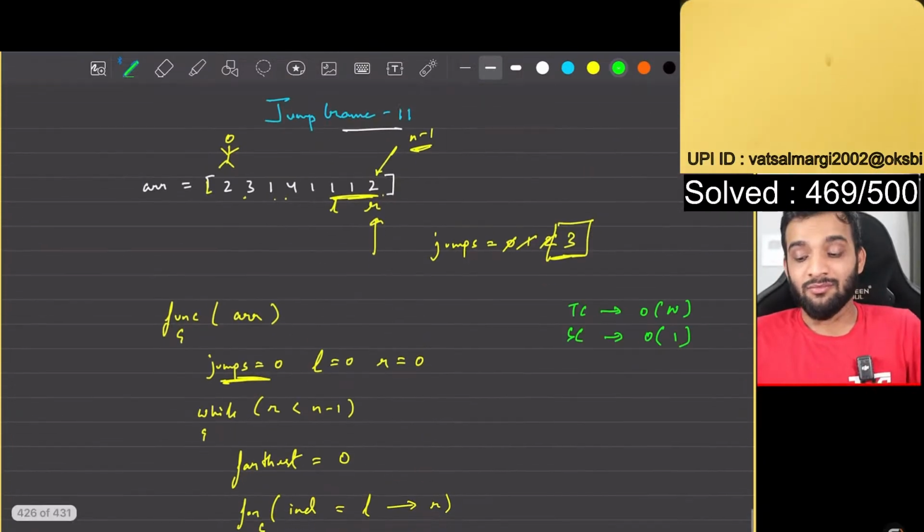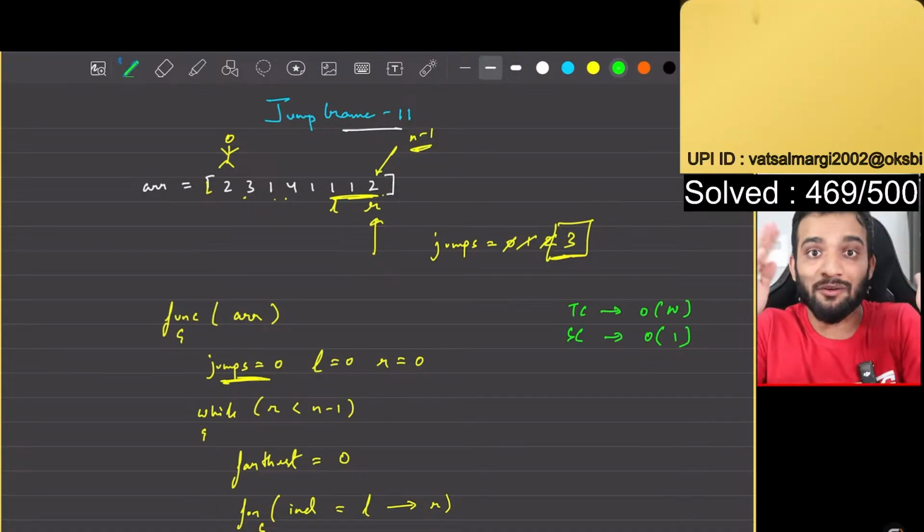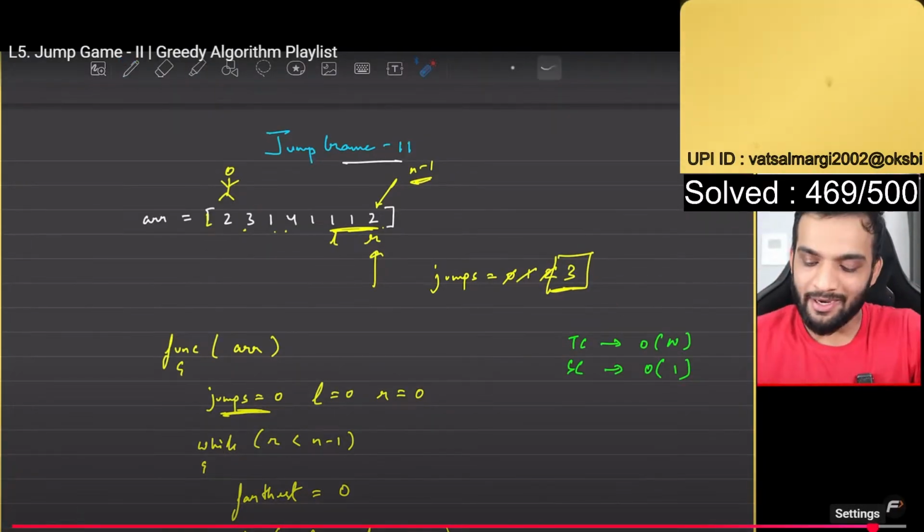That's it. So let's see. I thought of a recursive solution, and instead of doing the recursive tree, I kept a range. It converted the recursive solution into a range-based solution, right? And this is how you can do it. Why is it under greedy algorithms? The reason being, I'm trying to reach the farthest.